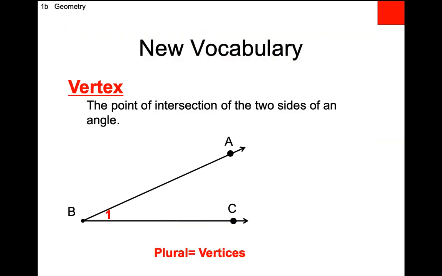Just write this down quickly, just the definition of vertex so we all agree. 1B, vertex. It's the point of intersection of the 2 sides. The 2 sides are made up of rays. The vertex is B right here, where the 2 rays come together. Those are the sides of the angle. Here's one side, there's the other side. Where they come together, where they intersect, that's called the vertex.